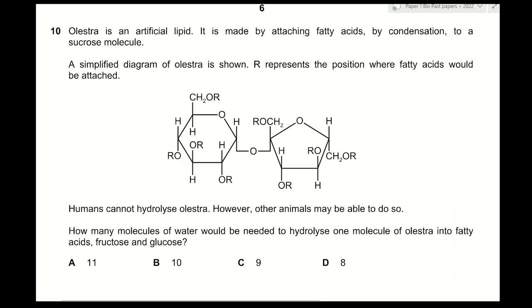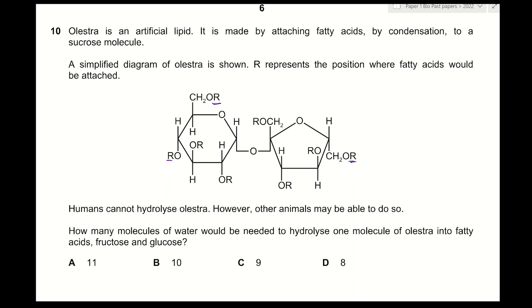Number 10, olestra is an artificial lipid. It is made by attaching fatty acids by condensation to a sucrose molecule. A simplified diagram of olestra is shown. R represents the position where fatty acids would be attached. So here are the examples of places where fatty acids would be attached. Now, humans cannot hydrolyze olestra. However, other animals may be able to do so. How many molecules of water would be needed to hydrolyze 1 molecule of olestra into fatty acids, fructose, and glucose?